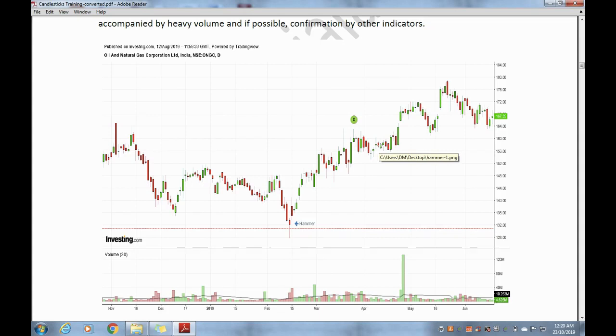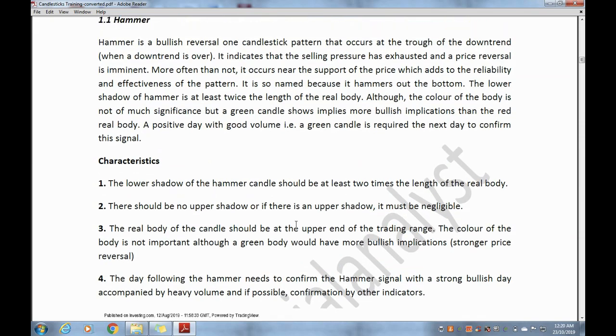So as I've already indicated, a hammer is nothing but a one candle pattern, and it marks a reversal in the downtrend. So it will always occur at the trough or the bottom of the downtrend, indicating a rise in the prices. The basic characteristic is that there will always only be a lower shadow of the hammer candlestick, and there will be no upper shadow, or if there is an upper shadow, it will be very small.